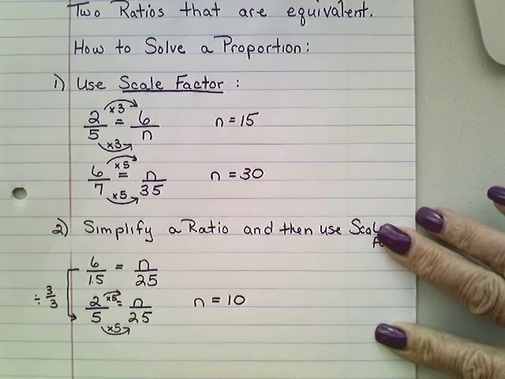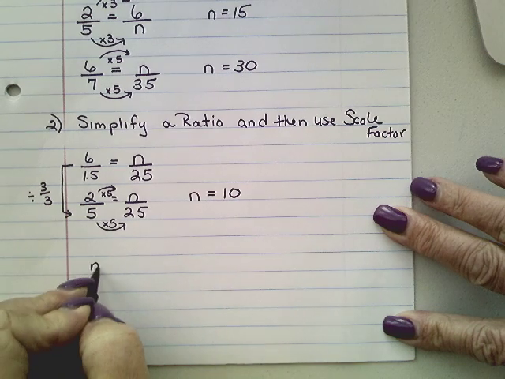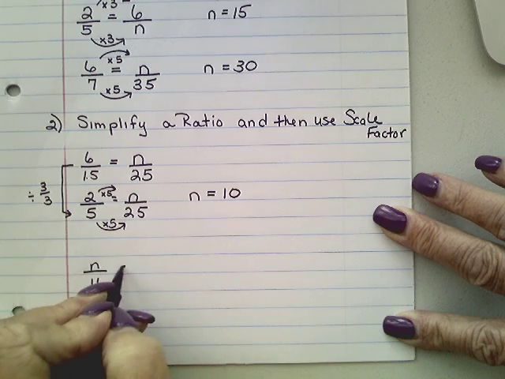So we'll try one more simplifying. So if we have n over 16 equals 3 over 12.